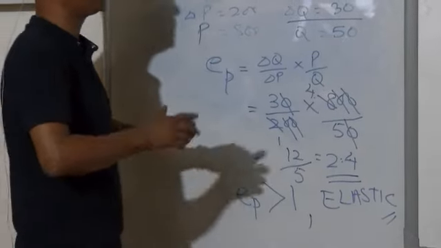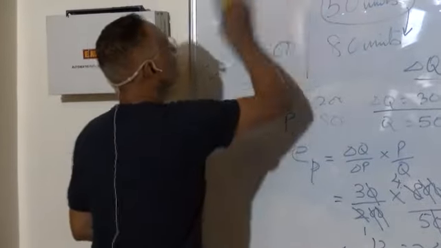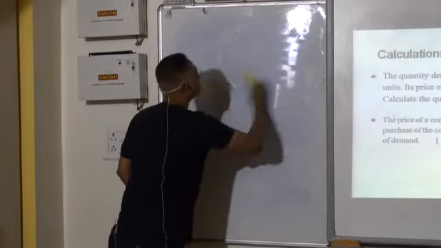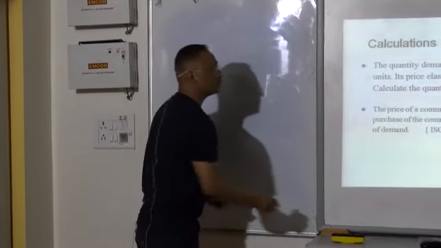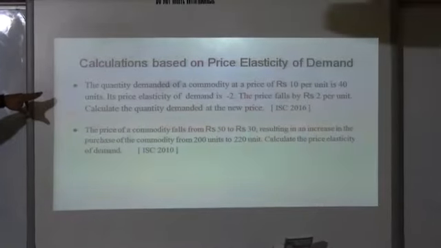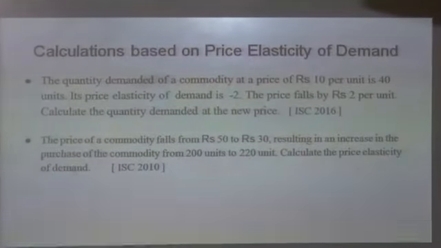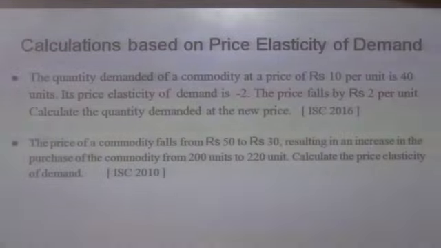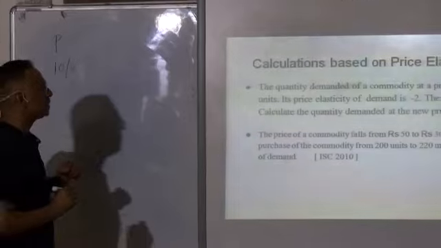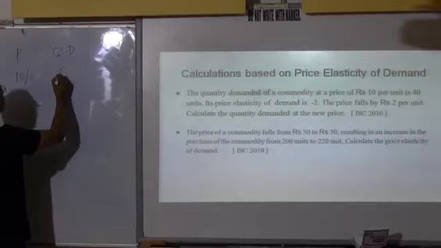Now I am going to take a typical example of ISC 2016. So let's read this question first. The quantity demanded of a commodity at a price of rupees 10 per unit is 40 units. That means the actual price is 10 rupees. And what is the quantity demanded at 10 rupees? Quantity demanded is 40 units.